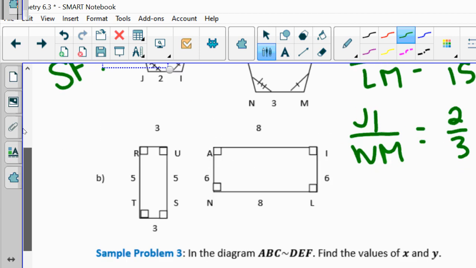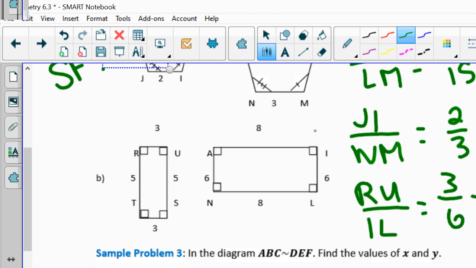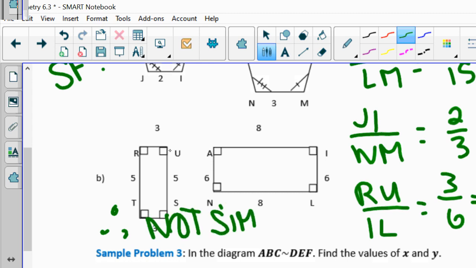All right, the next one, B. Again, they all have 90-degree angles, so I see that those are all going to be the same. So I need to check RU over IL. So RU is 3, IL is 6, so that reduces to 1/2. So then let's check US over AI. That's 5 over 8. They don't have anything in common. 1/2 does not equal 5 over 8. Therefore, not similar. They're not similar, so I don't have a scale factor. Okay.